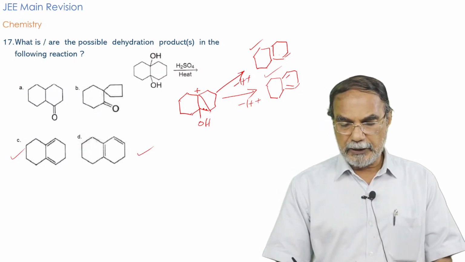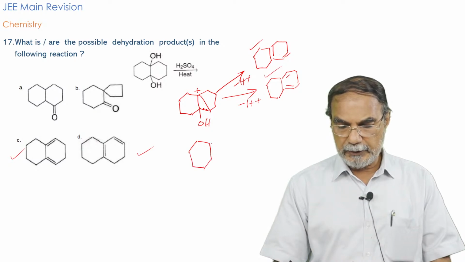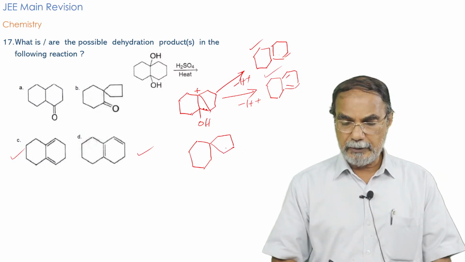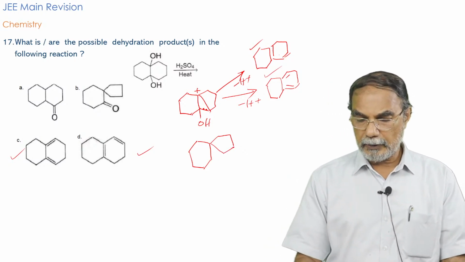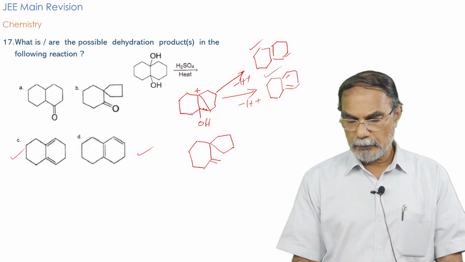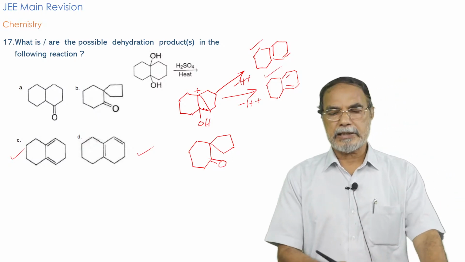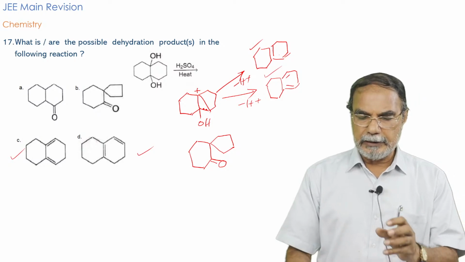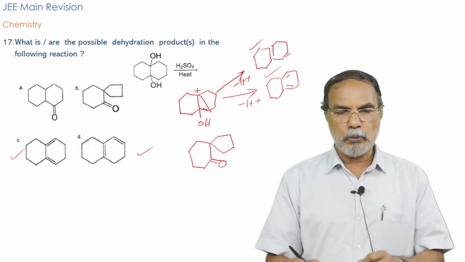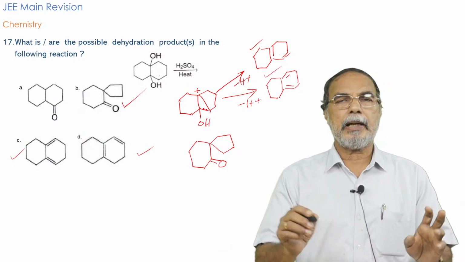And if this sort of rearrangement happens, it will be a 6-membered ring, and here you have a 5-membered ring, and here you have an OH group from which a proton may be removed, and you may get this product. So there is a chance for this product, at least in small amounts, that this sort of product may also be formed. That means B is also a possible dehydration product.